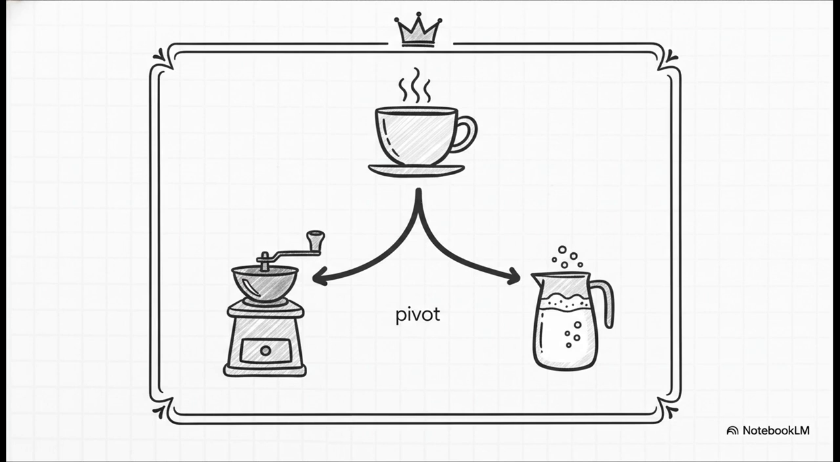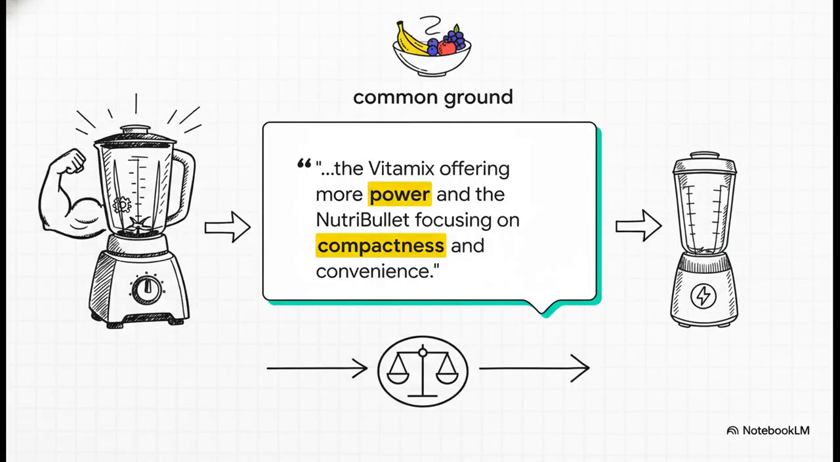This right here is the master-level structure. You start by stating the shared purpose, the thing they both do, and then you immediately pivot with that magic word but to explain the different ways they do it. It's a complete, concise comparison all in one breath. And this example just nails the final concept. We see the common ground, they both make smoothies, and then we see the key trade-off that really defines the choice, power versus convenience. In just one sentence, you've given a complete, balanced, and incredibly helpful comparison.